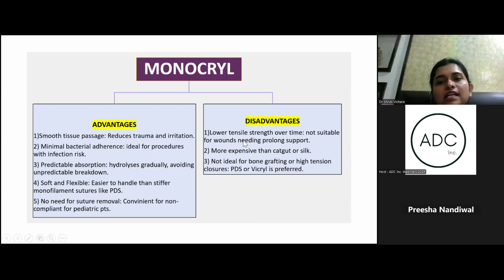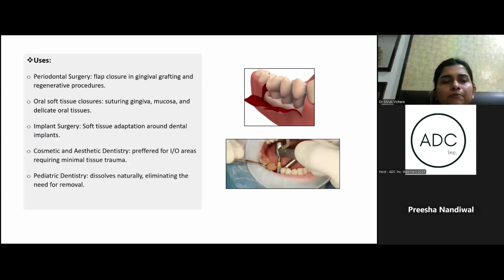Disadvantages: the tensile strength is not excellent, right? So for wounds which require longer support and really long healing times, you can't use these monocryl sutures, correct? And they are more expensive than catgut and silk sutures again. And they're not ideal for bone grafting or high tension closures because they are not very strong sutures. So these are the uses.